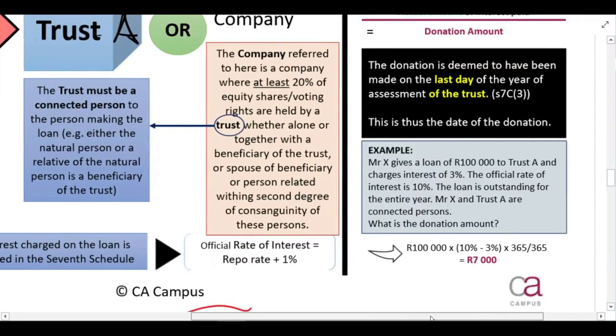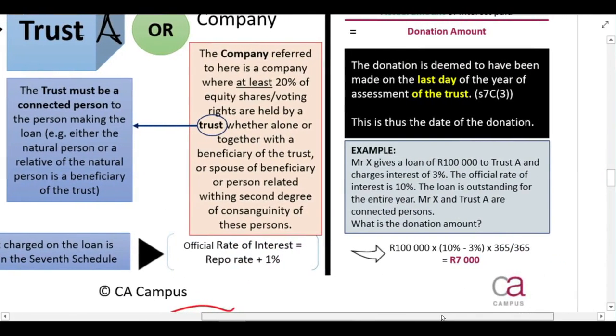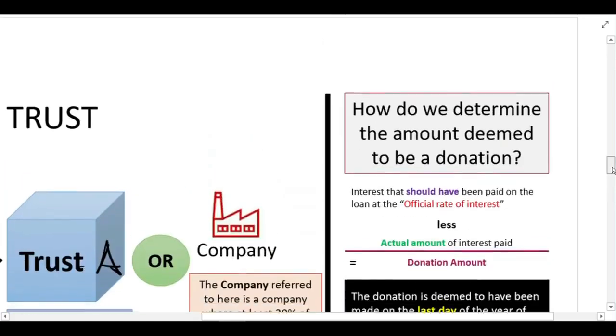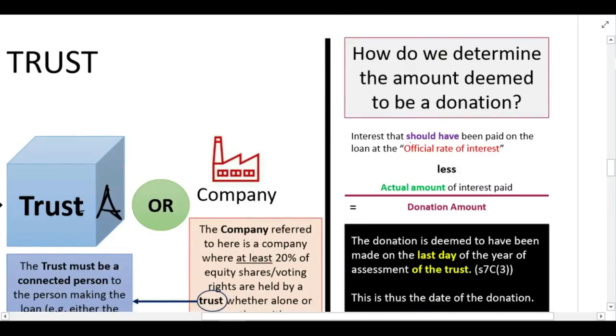Mr. X gives a loan of 100,000 to Trust A and charges interest of 3%. The official rate of interest is 10%. The loan is outstanding for the entire year, and Mr. X and the trust are connected persons. What is the donations amount? So, what is the interest that should have been charged? 100,000 times 10%, which is 10,000.